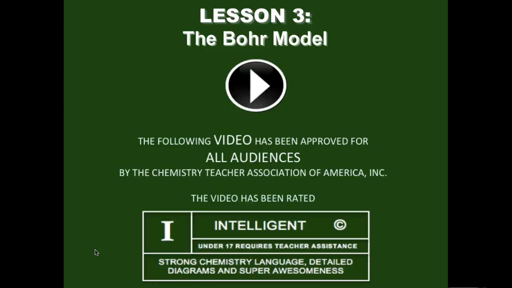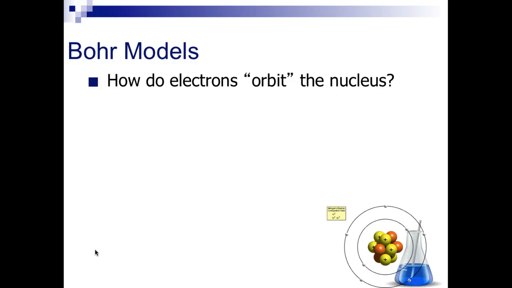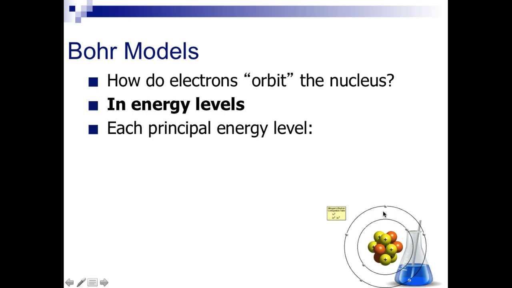All right, let's look at lesson 3, which is the Bohr model. So Bohr models, how do electrons orbit the nucleus? We talked about how Bohr came up with this idea when we talked about the atom in Unit 3, that Bohr had a centralized nucleus with electrons around the nucleus in these orbits. But they're actually in energy levels. So these orbits are energy levels that are going to be outside the nucleus.